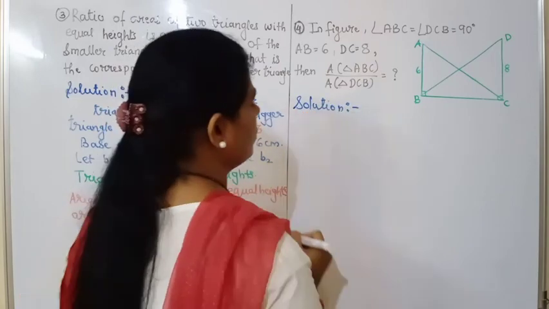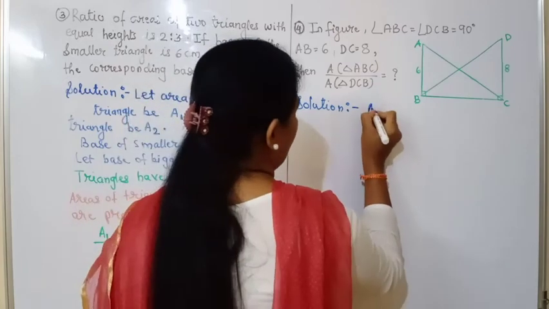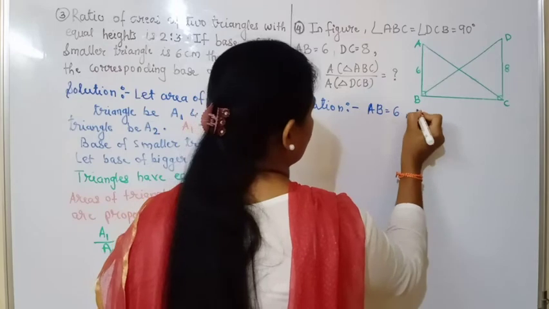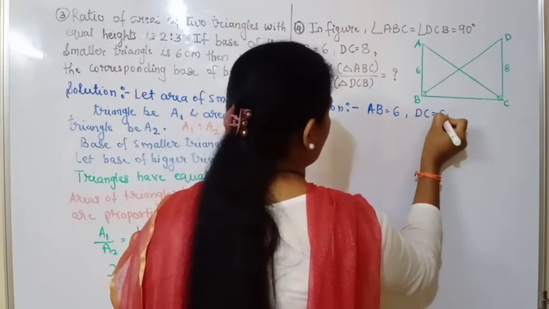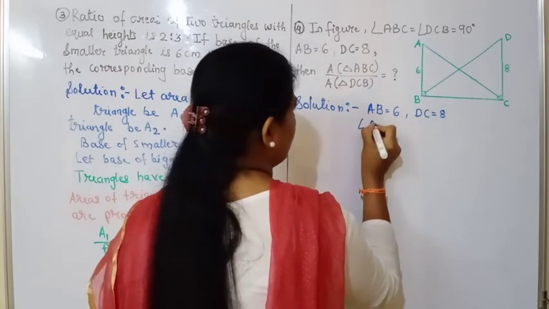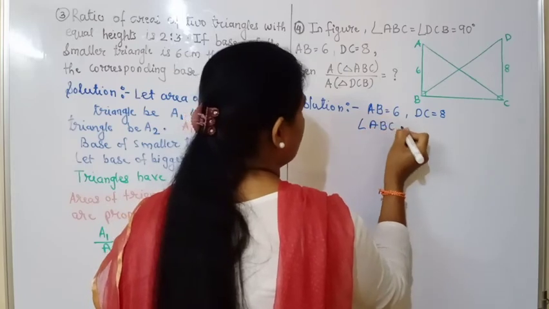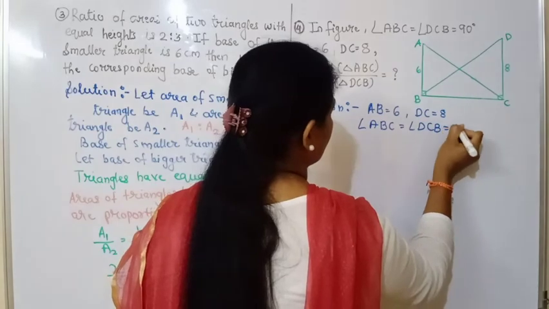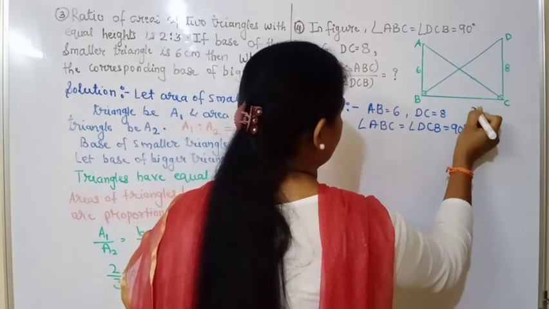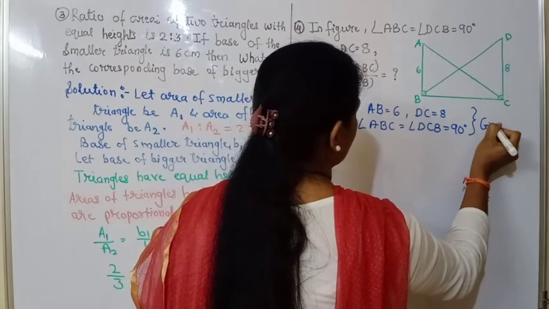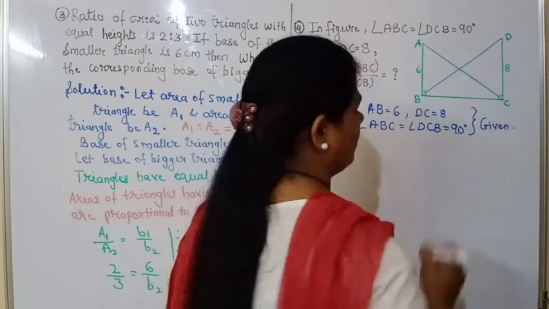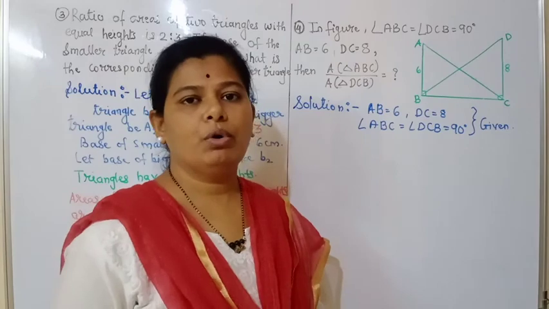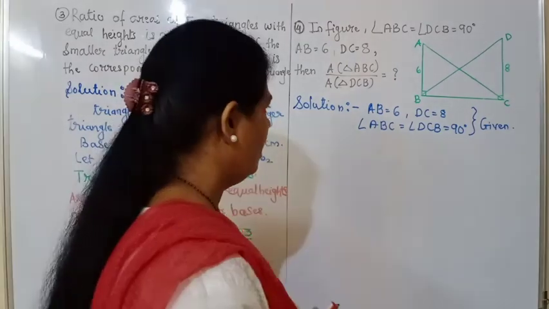Okay, so first of all, what is given: AB equal to 6, DC equal to 8, and one more thing, angle ABC is equal to angle DCB, that is equal to 90 degrees. So all these things are given to us. Now, next point, what I told: both the triangles have a common base.